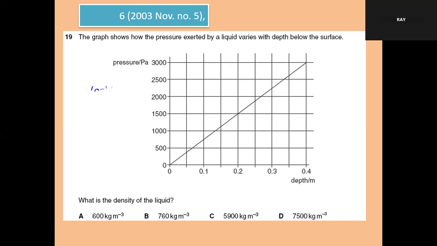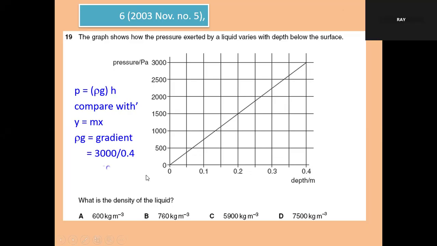Go to the formula and work it out. Compare with the equation of a straight line. So the gradient is ρg. You find the gradient, then you can find the density. Gradient: I take the largest triangle, 3000 divided by 0.4. Then ρ is 7500 divided by g, 9.81.